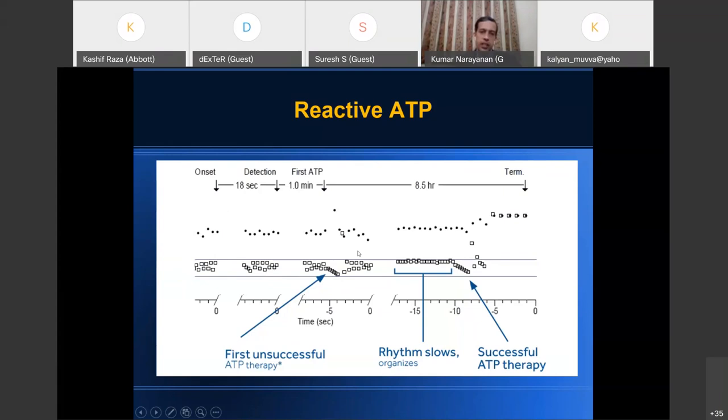The arrhythmia continues. But after some duration, after a few hours, what happens is that the atrial arrhythmia slows down and becomes more organized. Here you can see how all the boxes are lining up, showing that the interval is regularized. So the arrhythmia became more regular, and the device now detected that the arrhythmia has become more regularized. It gave another round of ATP, and this time it was able to break the arrhythmia successfully. So this is the principle of one example of how reactive ATP can work.